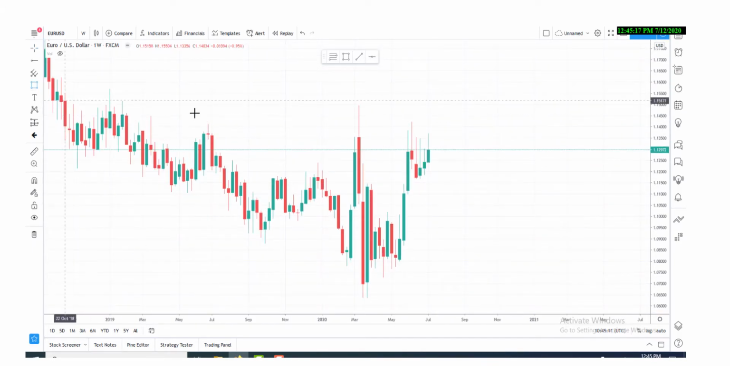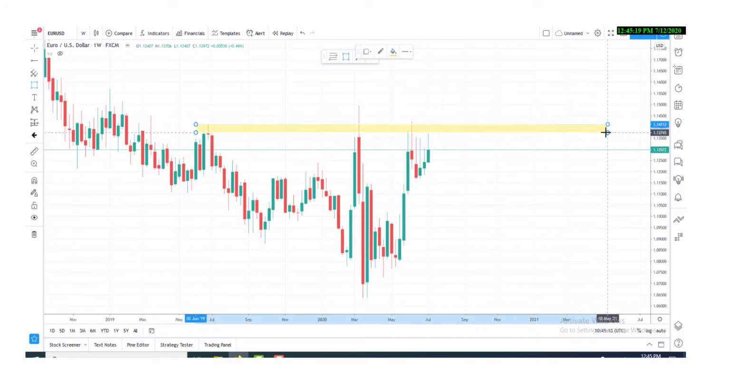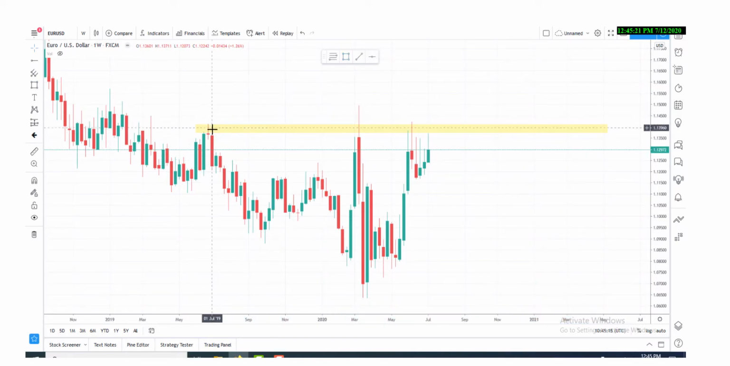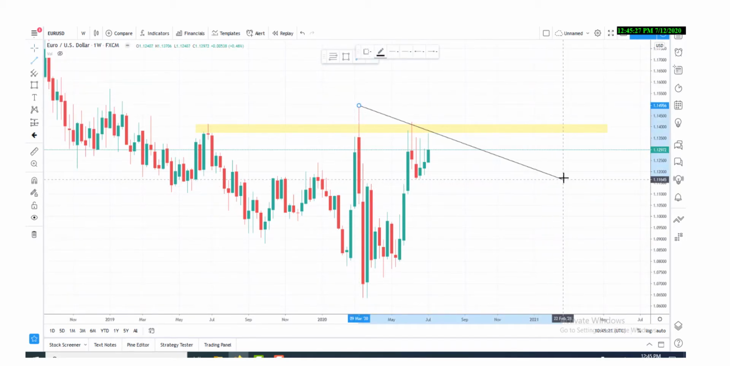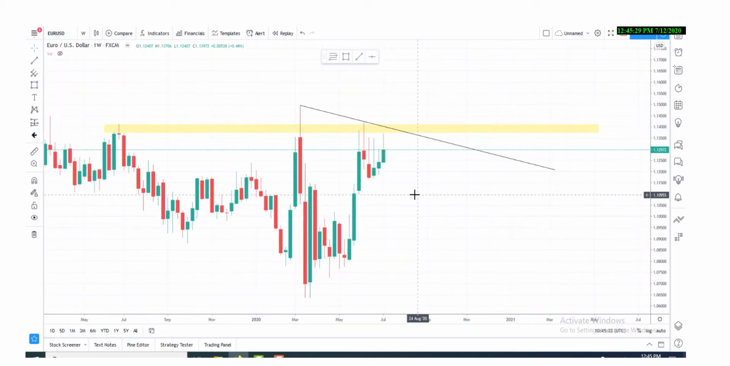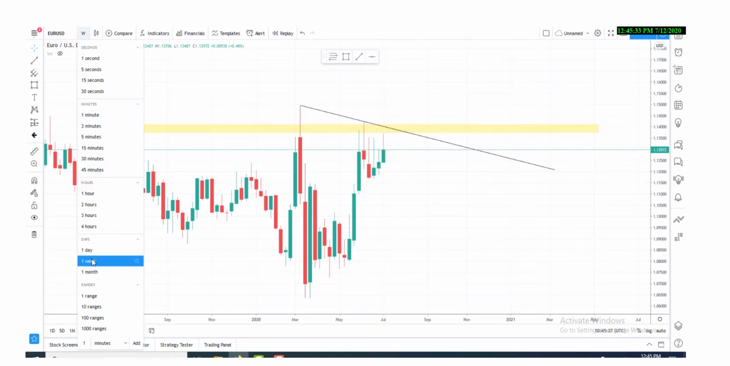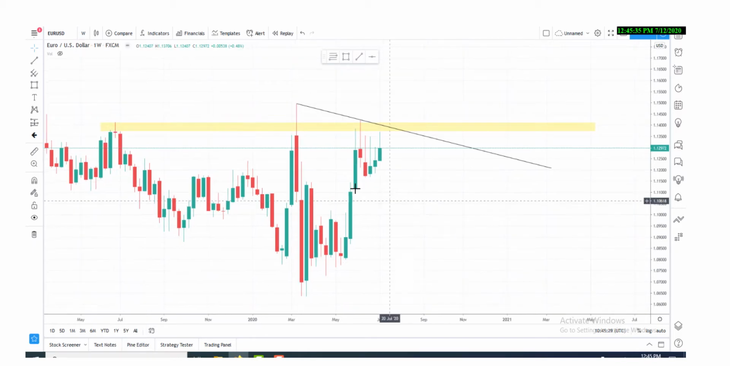First, I want to mention here we have this resistance area. Rejection here, rejections here. So also up here we have a trend line. Last week we failed to retest this trend line. Let's go to the daily time frame and let's see what is happening. In the weekly time frame, it is showing signs that whenever we come up here, bears are taking control of the market.